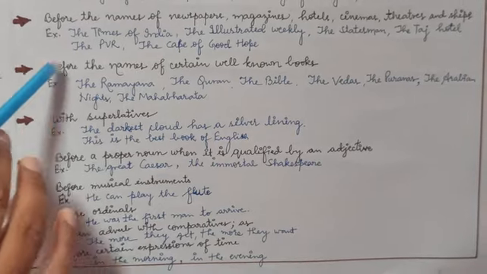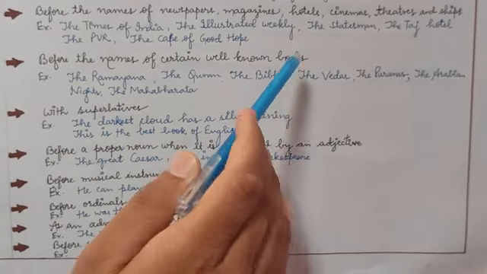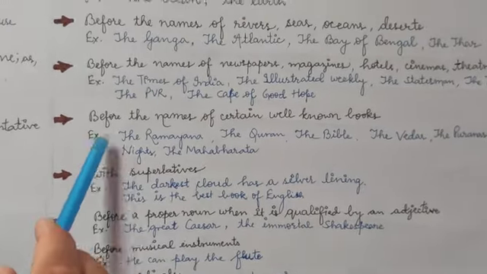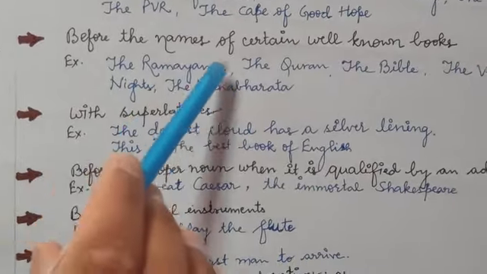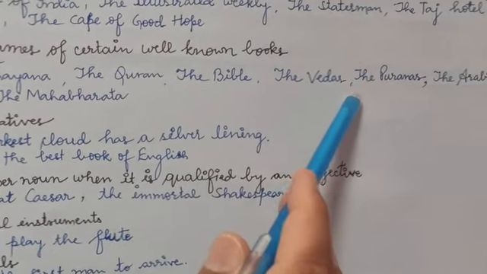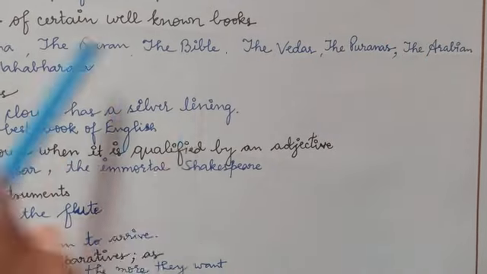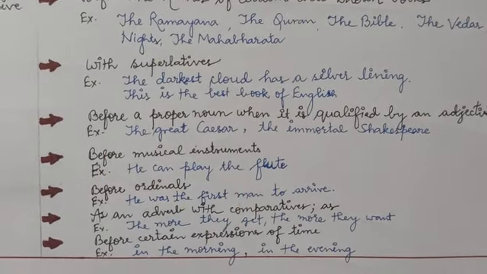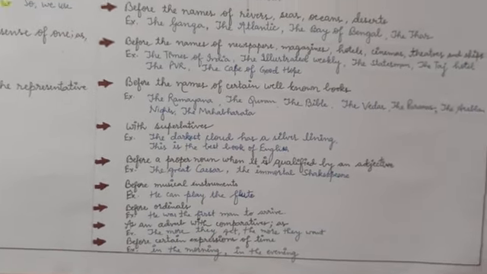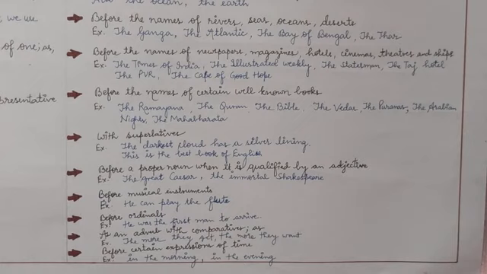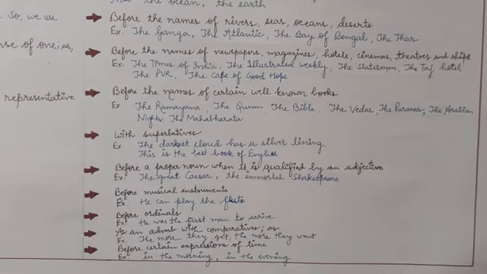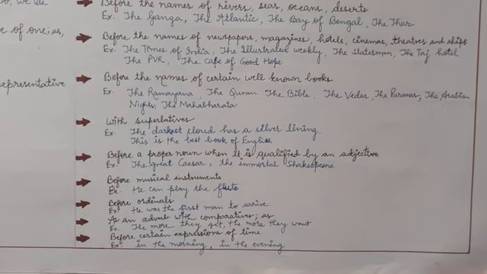Let us see next: before the names of certain well-known books. So many books are there. They are well known. Here are some examples I have written: the Ramayana, the Quran, the Bible, the Vedas, the Puranas, the Arabian Nights, the Mahabharata, the Bhagavad Gita. So in this way, before these holy books, these well-known books, we can use the definite article the, because they are well-known books.